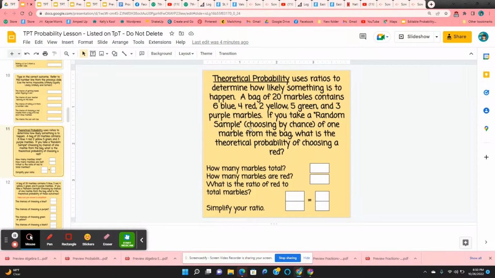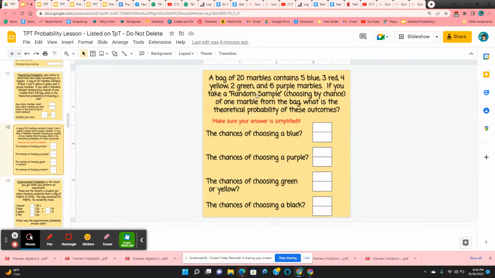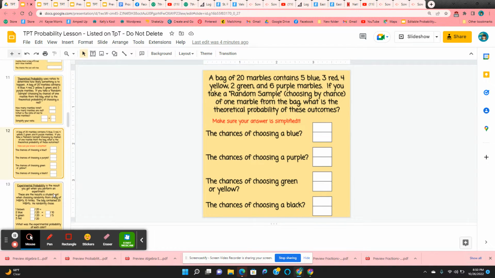So here's an example of a bag of marbles. How many marbles total? How many are red? And the ratio of red to total. And then you're going to show them how they simplify. And then here's another scenario you want to go through with the students.